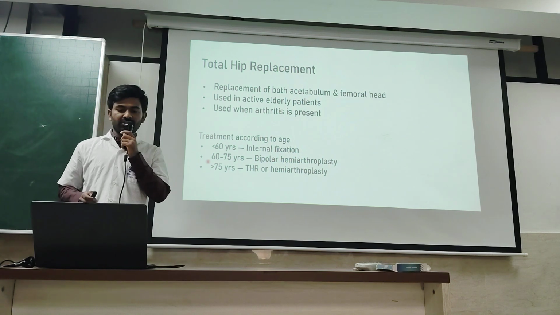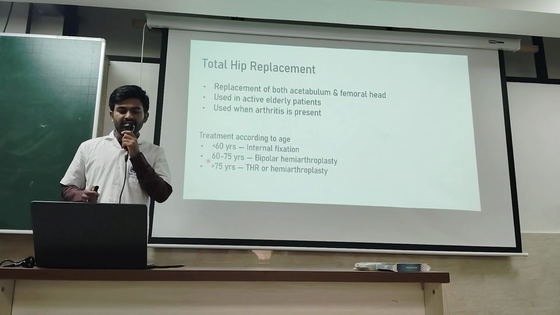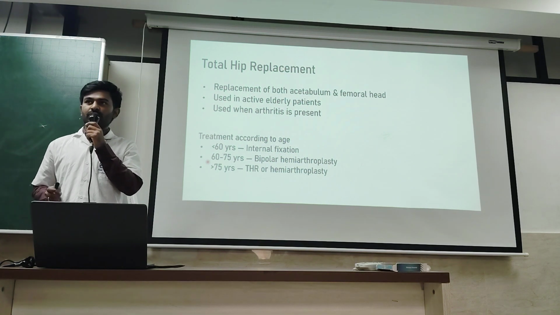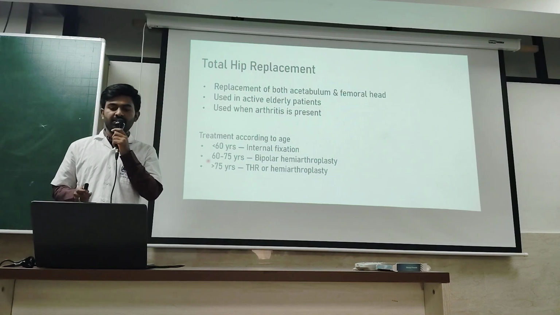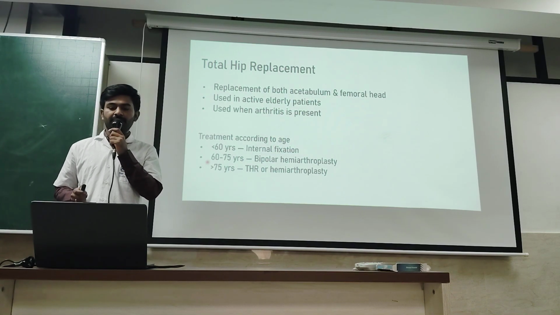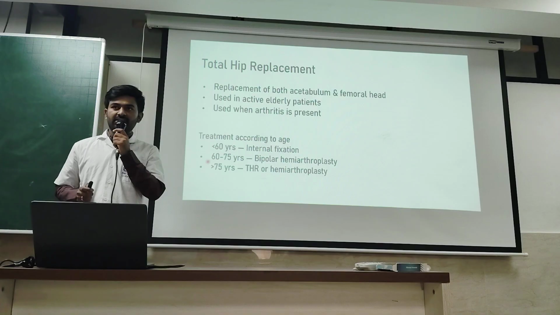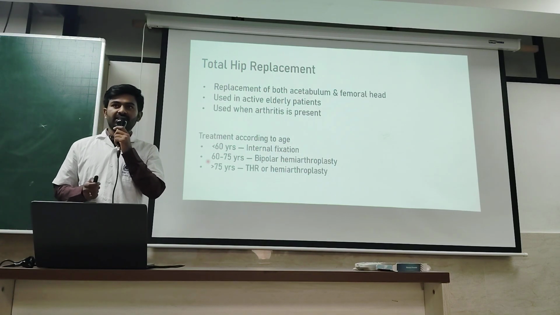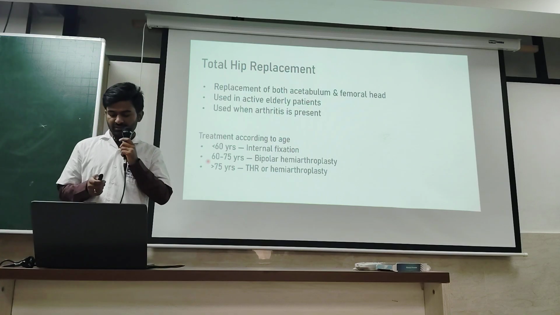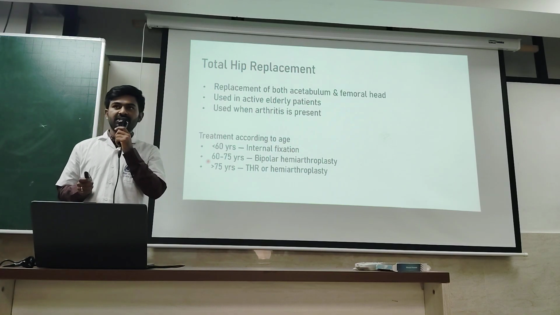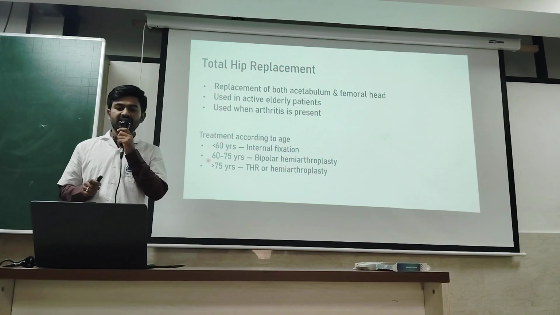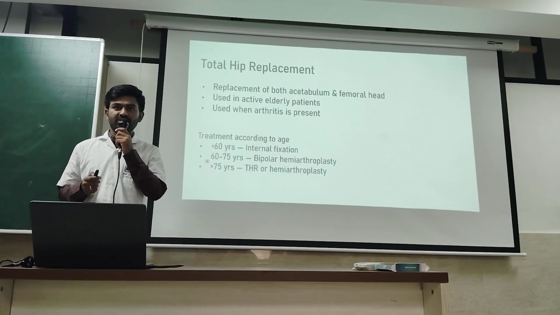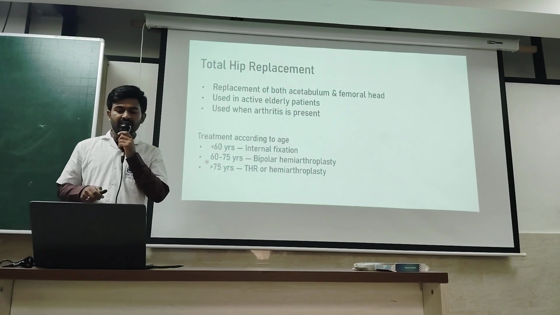Another method is total hip replacement. In this method, replacement of both the acetabulum and the femoral head takes place, which is used in active elderly patients and when arthritis is present. So, internal fixation is used in young patients, while total hip replacement is mostly used in elderly patients.